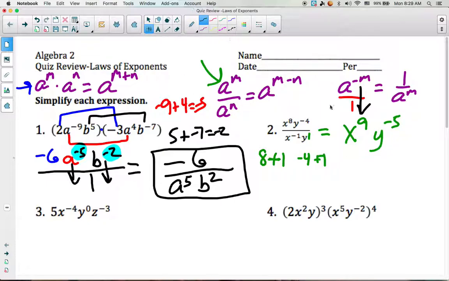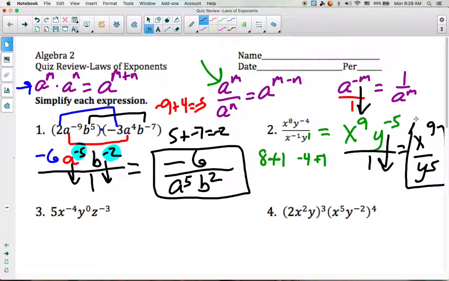Well, we can't have that negative exponent, so we're going to make it a fraction. 9 is a positive number. It stays where it's at. The y to the negative 5 will drop down to the denominator, and we're going to have x to the 9th divided by y to the 5th. And that will be our final answer.